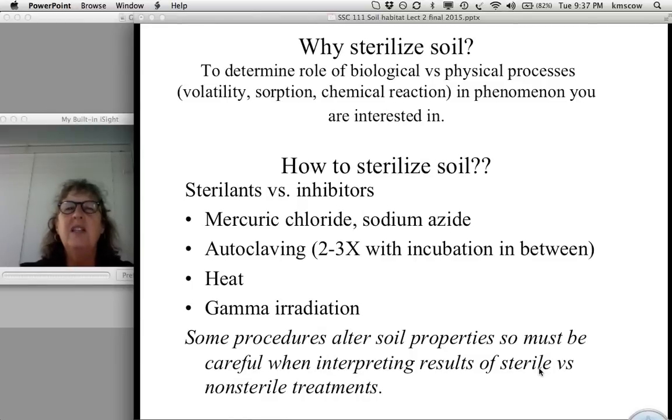All right, and then let's talk a moment about sterilizing soil. Sterilizing soil is really important in studying a lot of biological processes in soil, particularly if you're trying to tease out what is the role of a biological process. How much is it actually, for example, the microbes involved in the process versus just physical phenomena that are going on in the soil. And I think, again, it's good to think about biodegradation as an example for this.